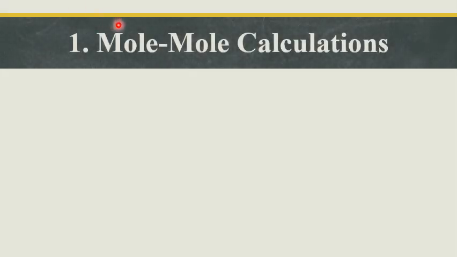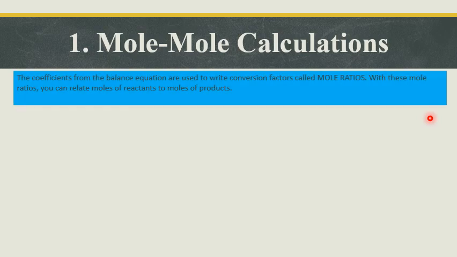So the first type of calculation is mole to mole calculation. So using a conversion factor, or we can call it a mole ratio. The coefficients from the balanced equation are used to write conversion factors called mole ratios. With these mole ratios, you can relate moles of reactants to moles of product.